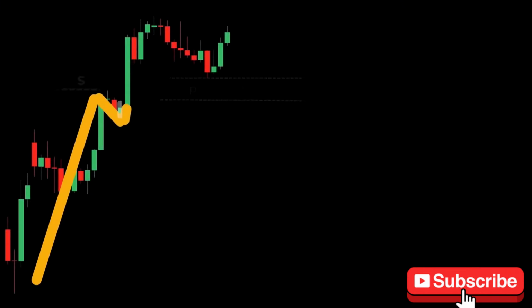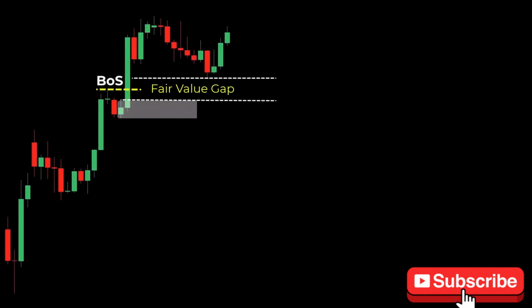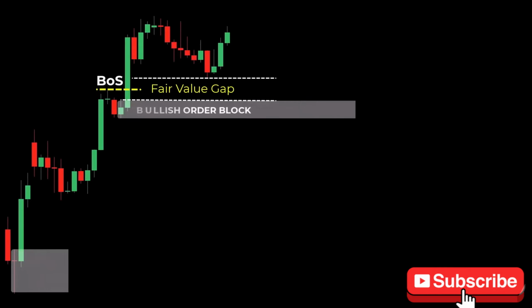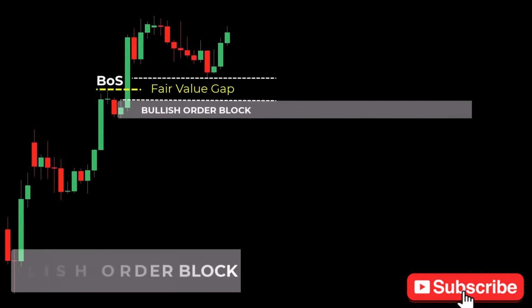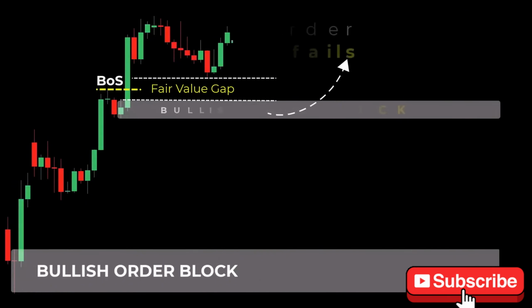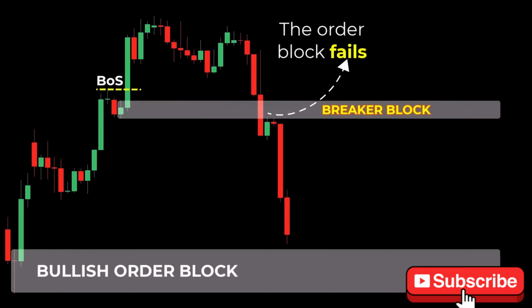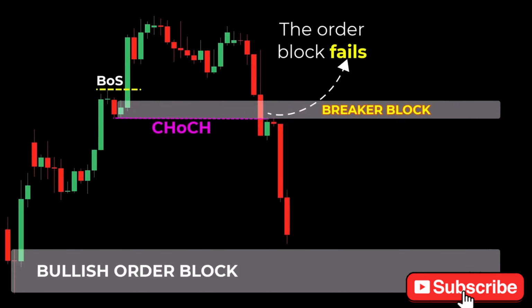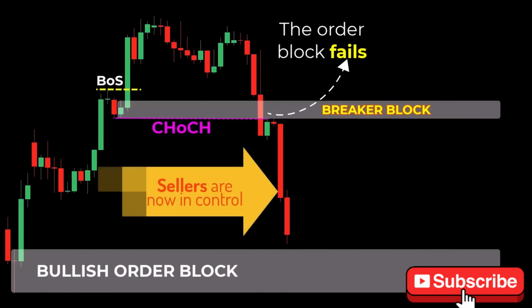Imagine price pushes up and breaks a recent high, leaving behind imbalance. This move creates a bullish order block, and naturally, we expect price to return and react. But here's the twist. Instead of bouncing, price crashes through it. Boom, we get a change of character. Price breaks below the previous low with aggression, confirming that sellers are now in control. That failed demand zone, it's no longer demand, it's now supply. This is our breaker block.